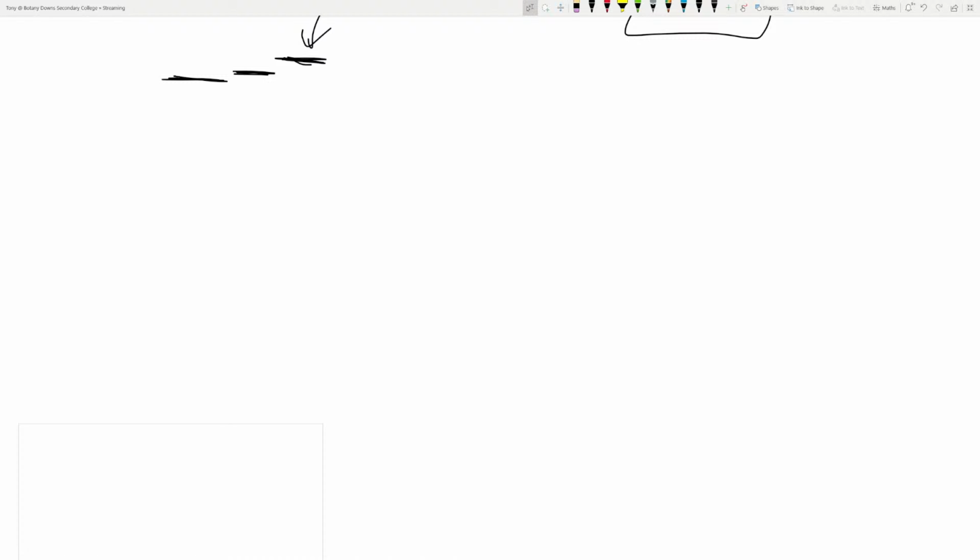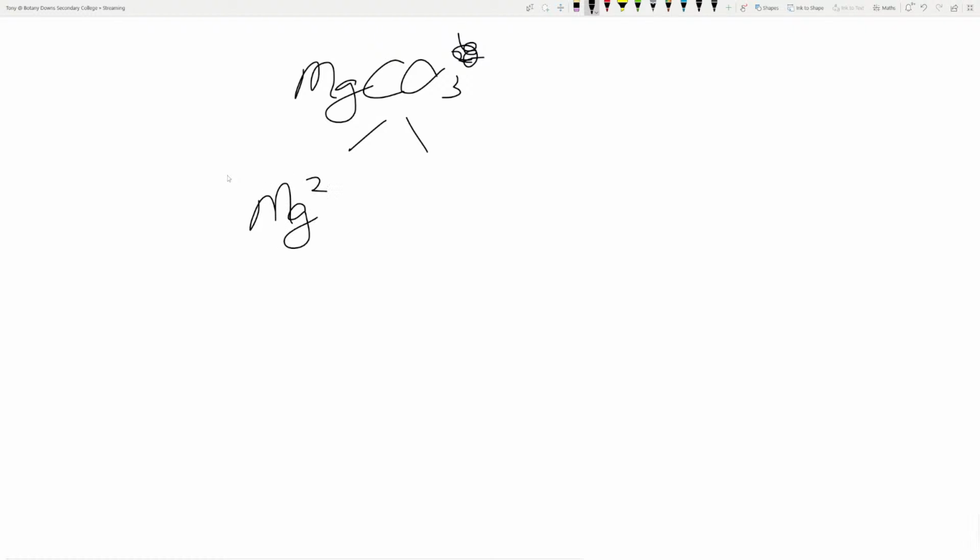How do you draw those diagrams where the water molecules attach to polyatomic ions? It's easy. Let's say, think of any, for example, MgCO3. So MgCO3, what is this? It's made of Mg2+ and CO3 2-.